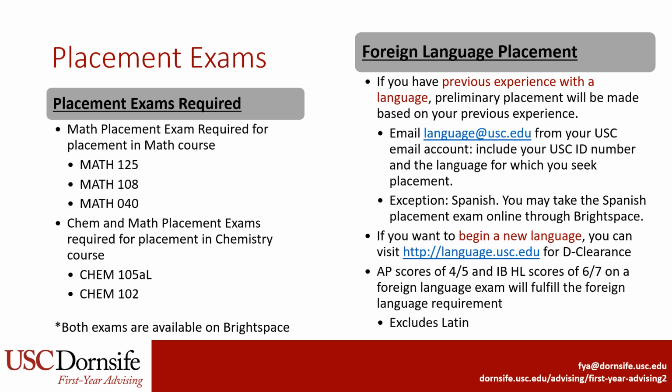If you are not satisfying the foreign language requirement in any of these ways, you will need to take foreign language courses. If you have previous experience with the language, you may contact the Language Center for placement this fall. The exception would be Spanish, which requires a placement exam that you can access on Brightspace. If you want to start a new language at level 1, you may request clearance for level 1 of that language. Please note that the Language Center will confirm that you do not have academic experience in the language you are requesting level 1 clearance for.